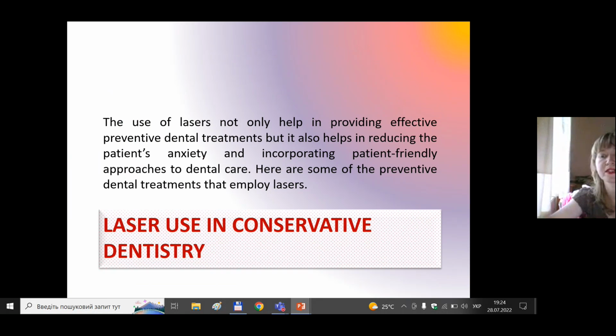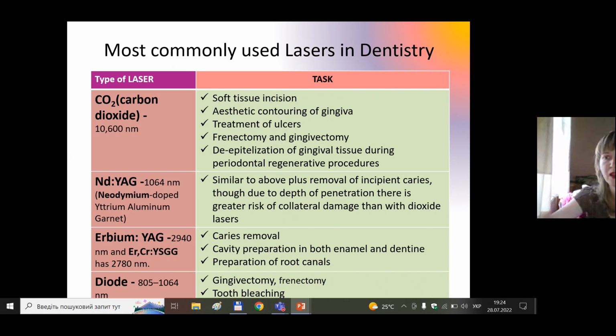Laser use in conservative dentistry. The use of lasers not only helps in providing effective preventive dental treatments, but it also helps in reducing the patient's anxiety and incorporating patient-friendly approaches to dental care. And here are some of the preventive dental treatments that employ lasers. This table gives information about the most used lasers in dentistry. They are carbon dioxide, neodymium-doped yttrium aluminium garnet, erbium, and diode lasers.